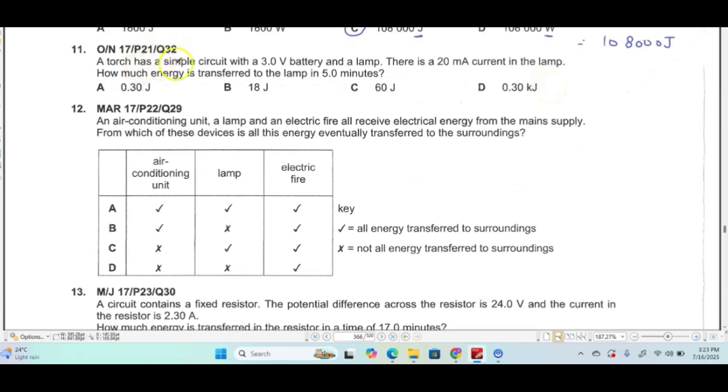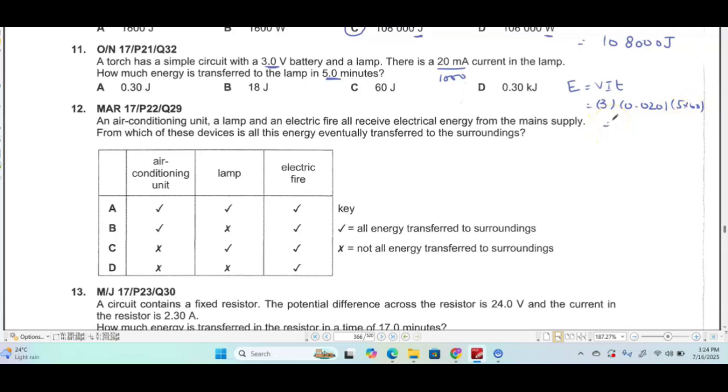Question number 11. A torch has a simple circuit with a 3 volts battery and a lamp. There is a 20 milliampere current in the lamp. How much energy is transferred to the lamp in 5 minutes? Again, we need this formula. ठीक है जी. So 3 volts and 20 milliampere. So we have to divide it by 1000. So 0.020 amperes is the current and time is 5 minutes. So 5 into 60 ho jayega ye.